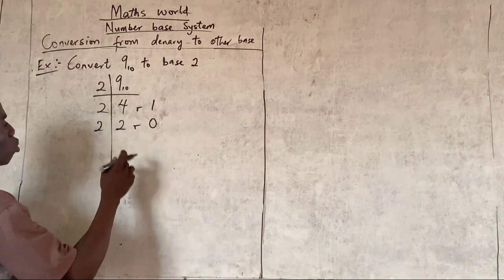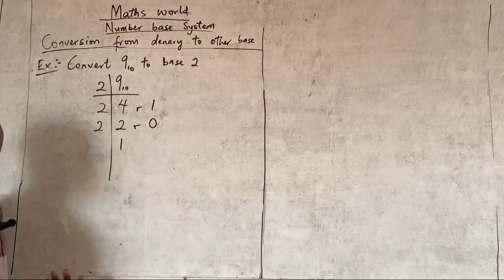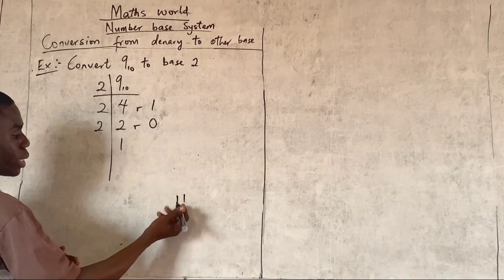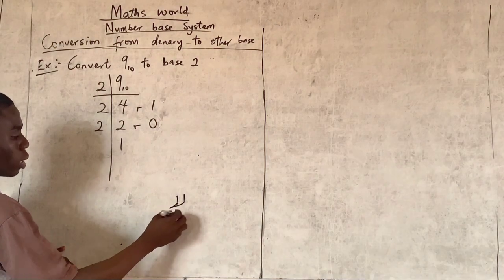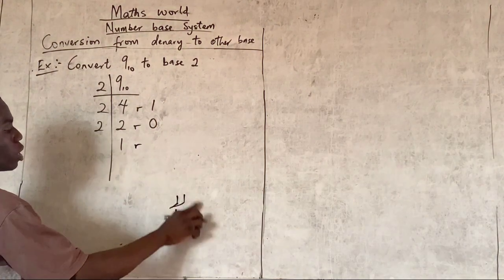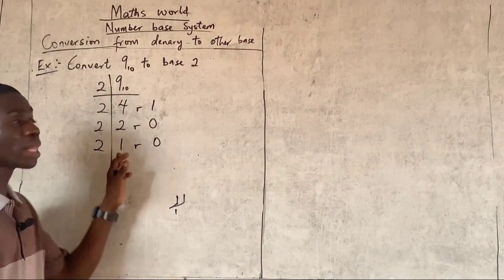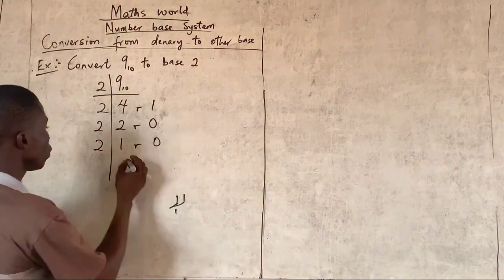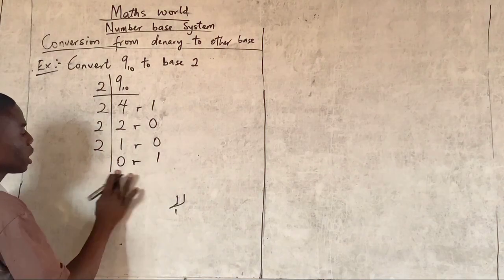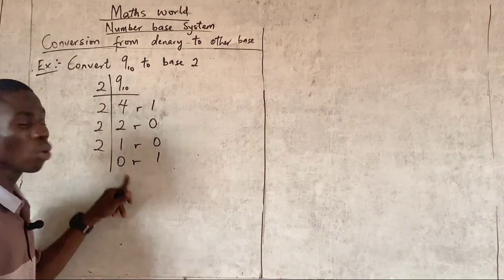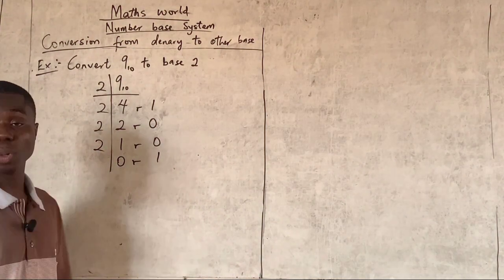Okay, 2 in 2. How many 2 can we see in 2? We can see 2 in 1 time. It's only 1 time we can see it. What's the remainder? It remains nothing. How many 2 can we see in 1? Remember, 2 is greater than 1. We cannot see any 2 in 1. So it is 0 remainder 1. Since we have reached 0, that's the last point we have reached.